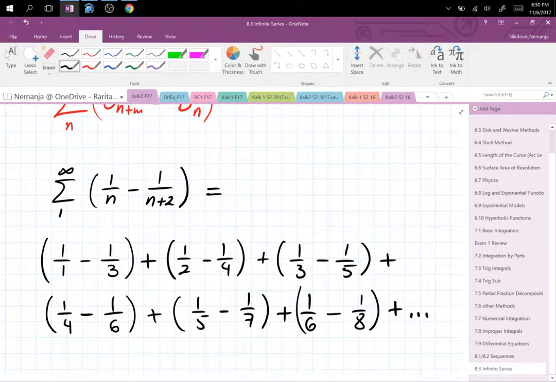So what I did is I computed this one for n equals 1, this is n equals 2, n equals 3, n equals 4, n equals 5, n equals 6. And I simply plug in what they are for n. So when it's 1, 1 plus 2 is 3. And then for the next term, when n changes to 2, 2 plus 2 is 4, 3 plus 2 is 5, and so on. So we write out the first few terms.